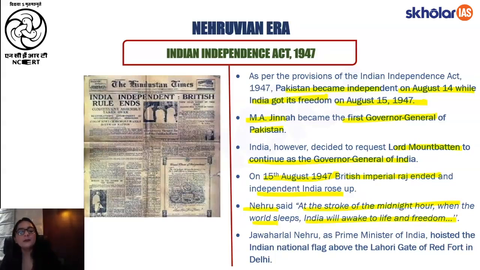Apart from this, students, Jawaharlal Nehru, as Prime Minister of India, hoisted the Indian national flag above the Lahori Gate of Red Fort in Delhi.